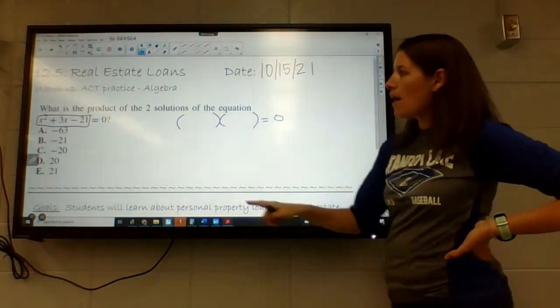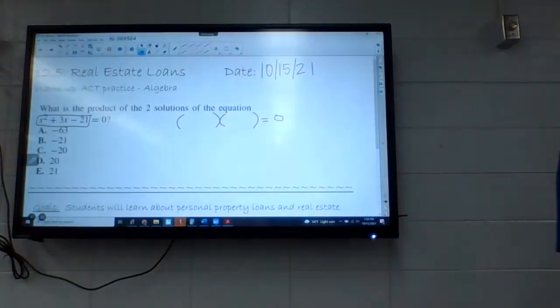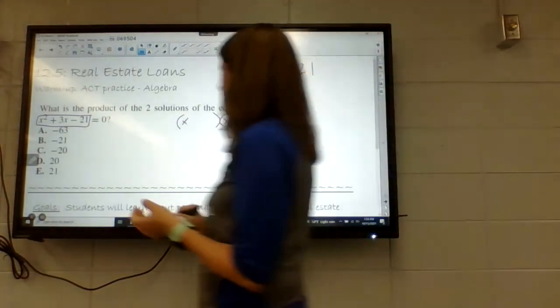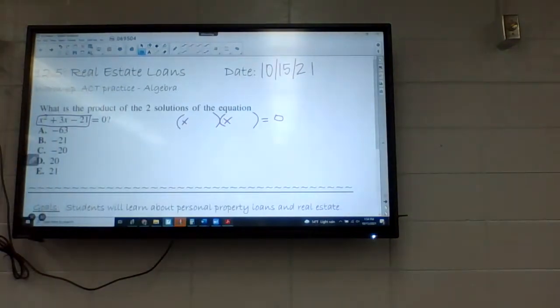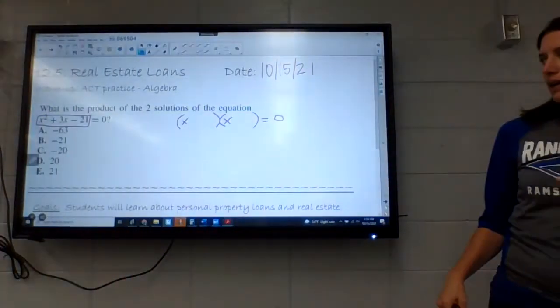So I want to think of two things that multiply to give me x squared. That half of it's okay. What multiplies to give me x squared? Yep, x and x. So the first half of the parentheses is pretty straightforward. The second half, I want to multiply to get the last term. So I want to multiply to negative 21, but I want to add to get the middle number. So multiply to negative 21, but add to get 3.